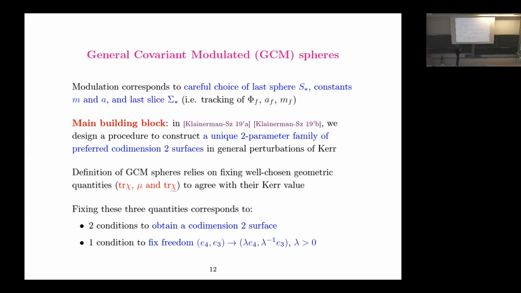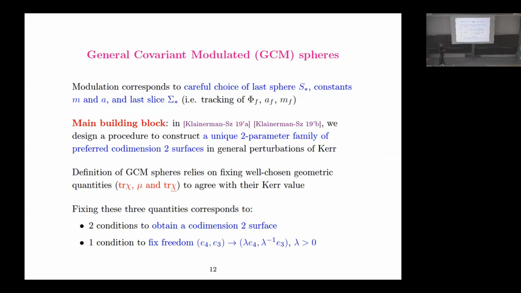But of course, it's very important that they are unique, that you really find the correct one. Let me tell you what the definition is. The definition is quite simple. You want to fix well-chosen geometric quantities. Here this will be the trace of chi bar, in other words the mean curvature, and a third one, which is the mass aspect function. If you know it, you know; if you don't, it's not too important, but it's a natural geometric quantity associated to my sphere. I want these quantities to agree with their Kerr values. This definition takes 1 line, so it's very easy to define.